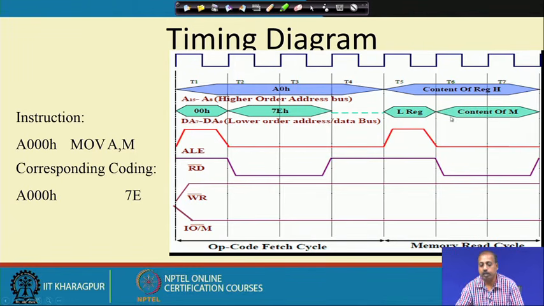But what is the higher order address now? As I said, in the MOV A comma M instruction, the address is given by the HL pair. So, the H register value goes to the higher order address bus, and the L register value goes to the lower order address bus, and the ALE signal is generated. This address is latched, and then the read bar signal is given, so that the content of the memory location pointed to by HL comes to the data bus. When it is available, the processor will put the value into the A register. This way it goes into an opcode fetch cycle followed by a memory read cycle.